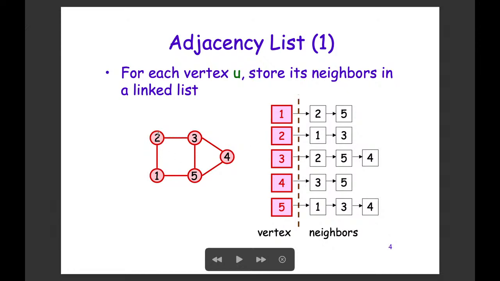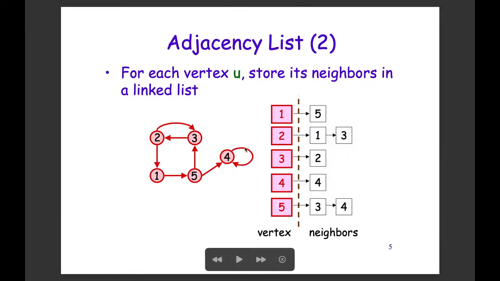Vertex 2 has neighbors 1 and 3, so 2 points to 1 and 3. There is no particular ordering between the vertices in this list. Like this, vertex 3 has neighbors 2, 5, and 4, so we have 2, 5, 4, and so on and so forth. This is one way to represent a graph. With the information here, we can easily construct the graph back into this drawing. This is called the adjacency list, because adjacency means they are neighbors of each other.